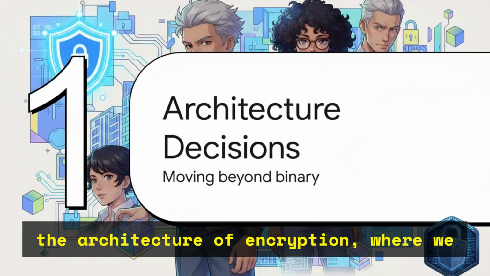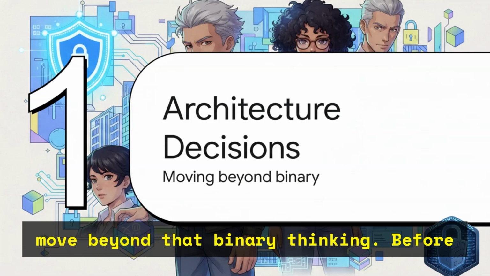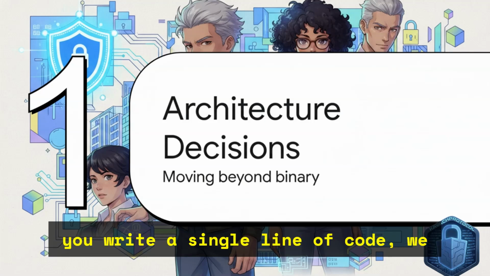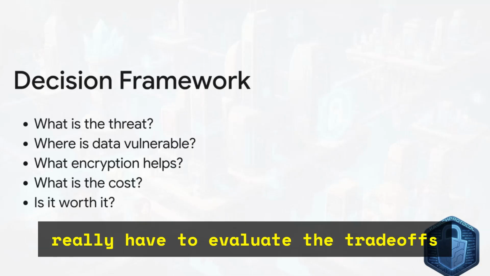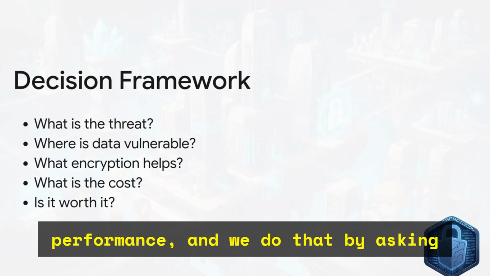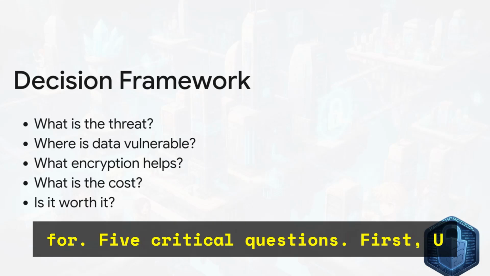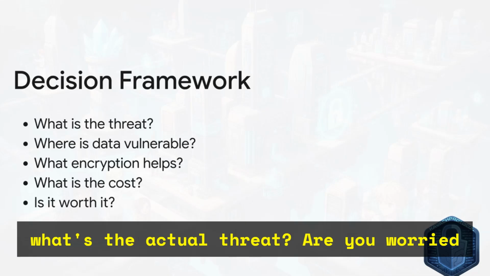Okay, part 1, the architecture of encryption, where we move beyond that binary thinking. Before you write a single line of code, we really have to evaluate the trade-offs between security, functionality, and performance. And we do that by asking 5 critical questions. First up, what's the actual threat?